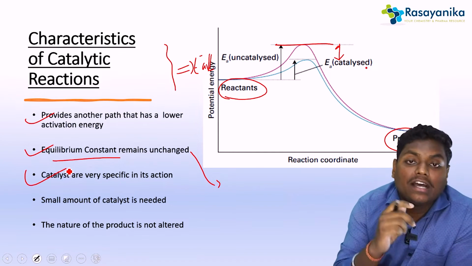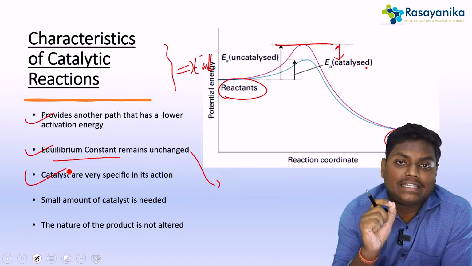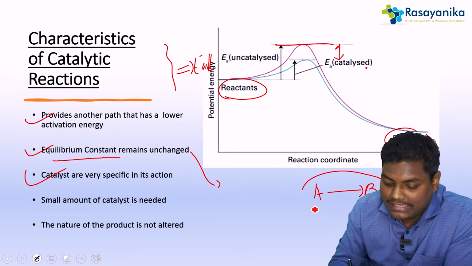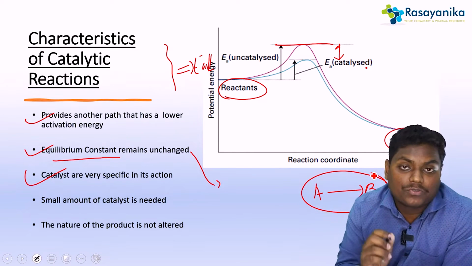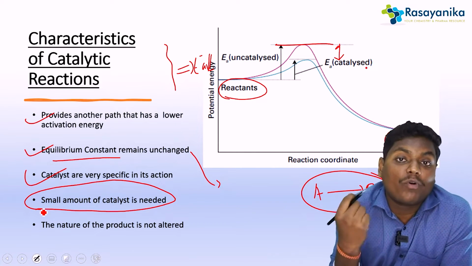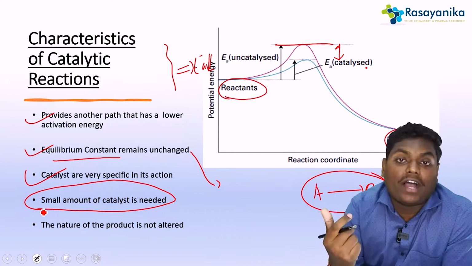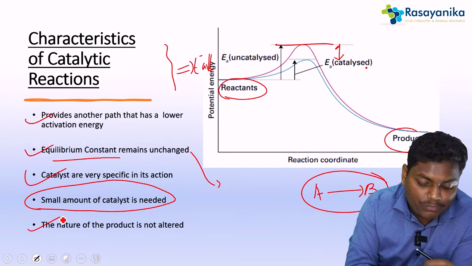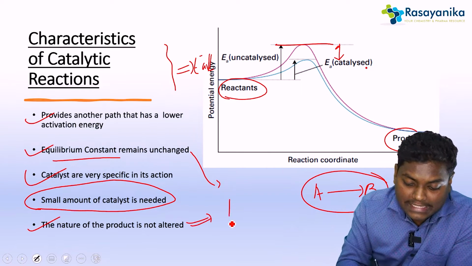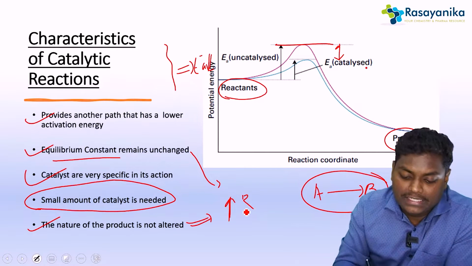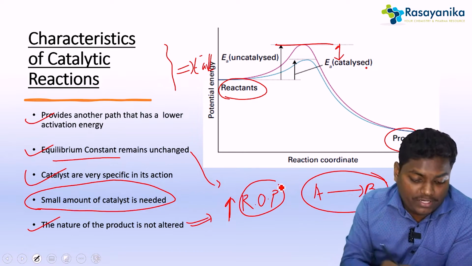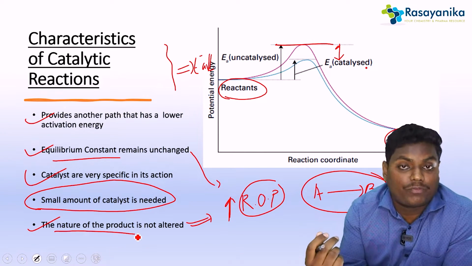Now, these catalysts are very specific in their function. Suppose a catalyst is catalyzing a reaction from A to B. It will only catalyze this reaction. It cannot catalyze B to C. So these are very specific in nature and very potent, that is, a very small amount of the catalyst can give a higher productivity. Coming to the last point, the catalyst does not alter the nature of the product. It only increases the rate of production in a very short time. So we can only increase the rate of production, but we cannot alter the nature of the product.